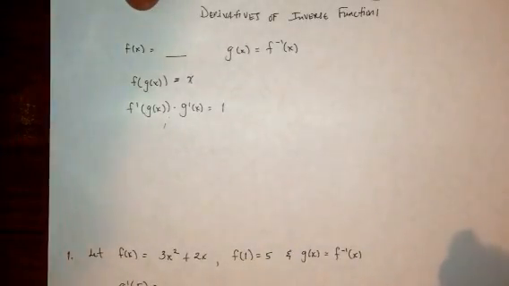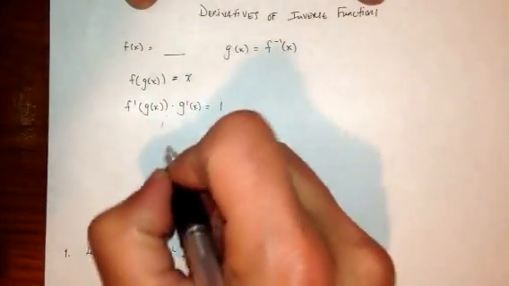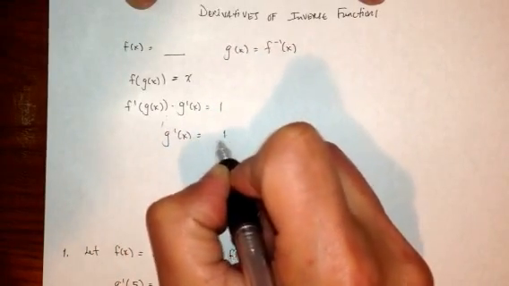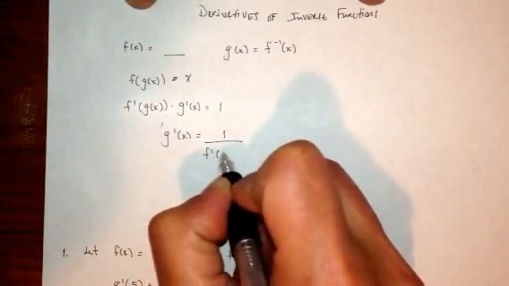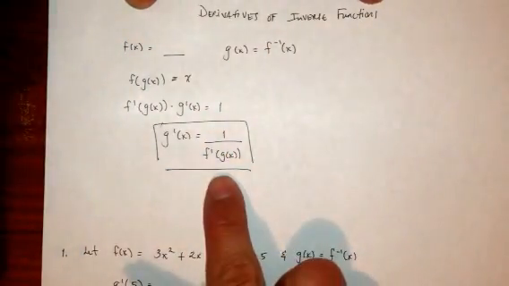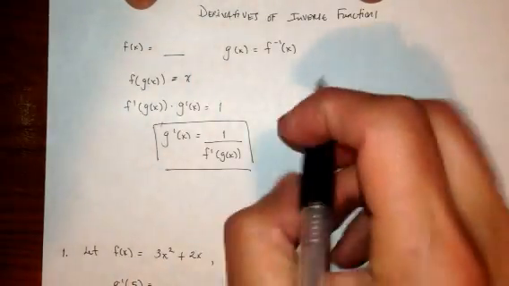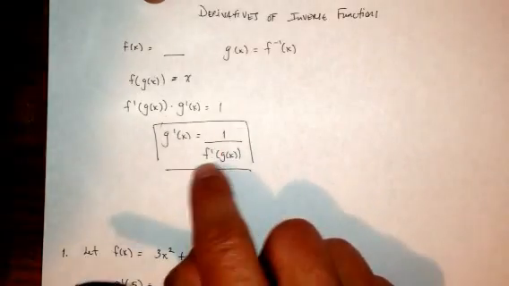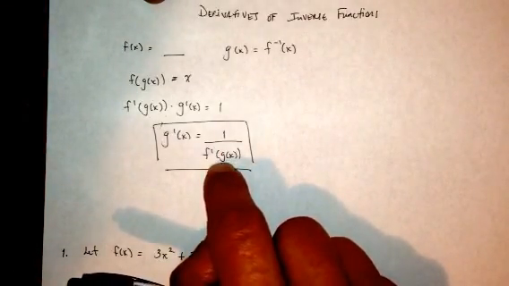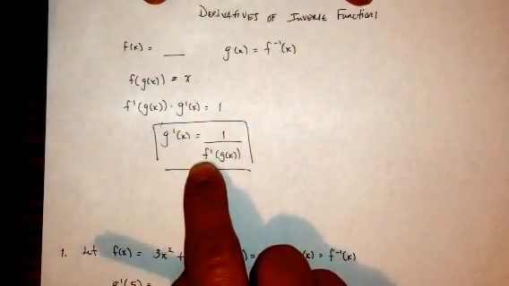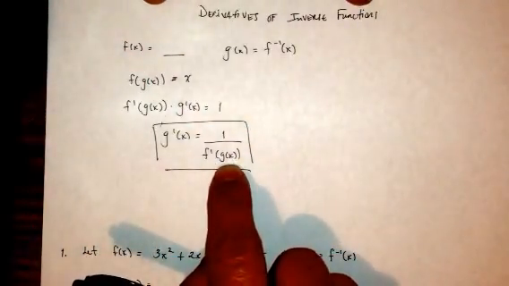Now, in order to find the derivative of this inverse, I'm going to divide everything by f prime of g of x. So when I divide it, I should have 1 divided by f prime of g of x. And this is the relationship that it gives me. Basically, what I always think about is 1 over the derivative of the original function. So usually they give you f of x and you have to take the derivative of that and then plug in some value. Alright, so let's see if we can do some examples.